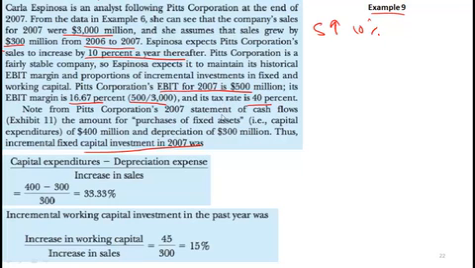Next, she notices that the statement announces purchase of fixed assets of 400 million and depreciation of 300 million. So what is happening here? The additional amount of money spent on fixed assets is 400 minus the depreciation of 300. So what she is saying is that the money spent on investment as a percentage of sales is 33%.